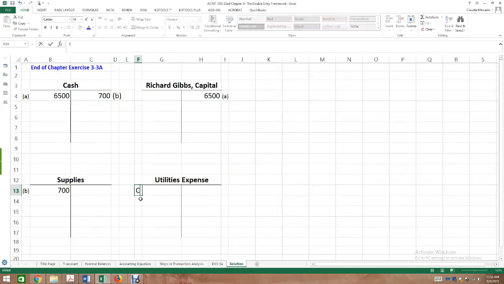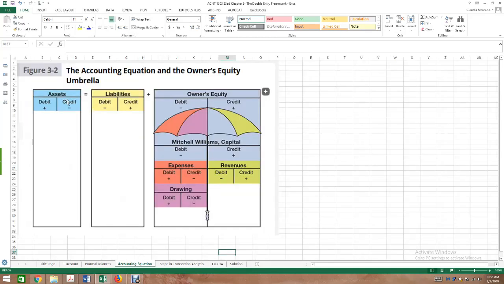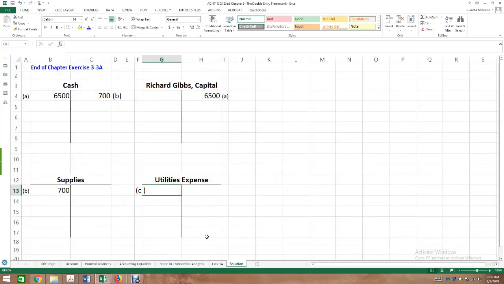This is transaction C. So, utilities expense. Like I said, I am going to debit my utilities expense because it's increasing. So that's $2,700.